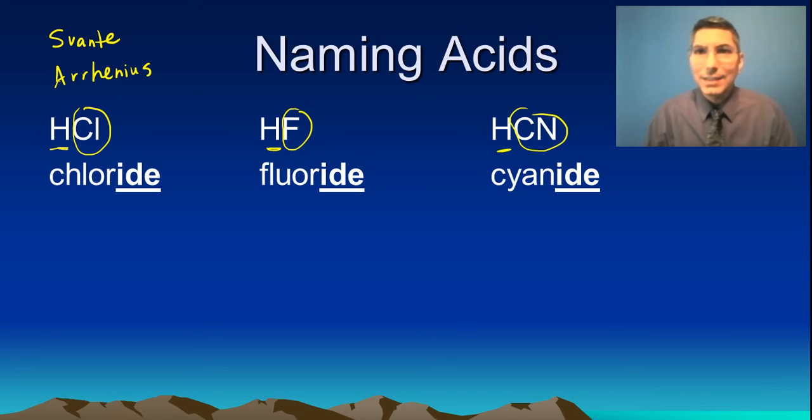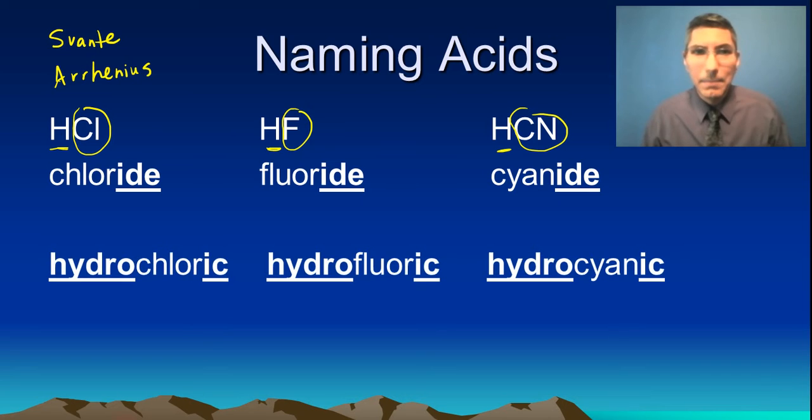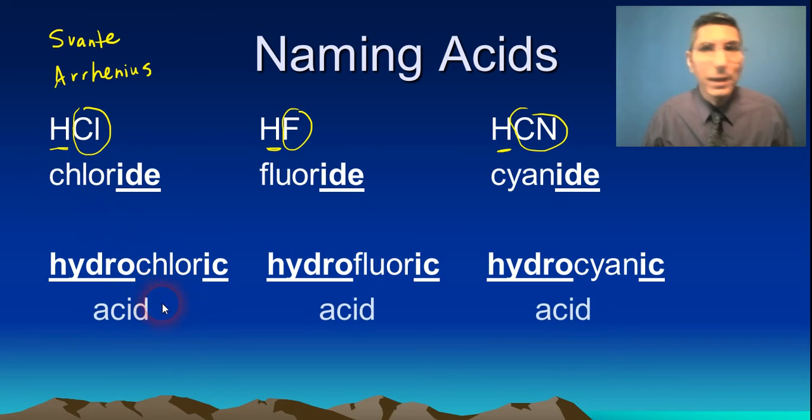Now, when we have acids that start with hydrogen and end with an anion that ends with -ide, what we do is we take off that -ide, we put -ic on the end of it, and we place hydro- on the front. So that means that HCl becomes hydrochloric acid. And you may have heard of that acid before. It's actually quite common. It's found in your stomach. It's stomach acid. It's also used in construction. It's sometimes called muriatic acid. It's the same thing. It's hydrochloric acid.